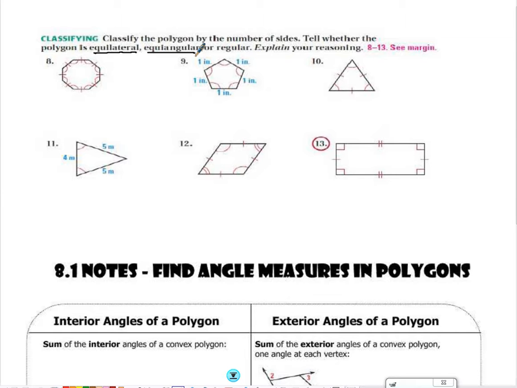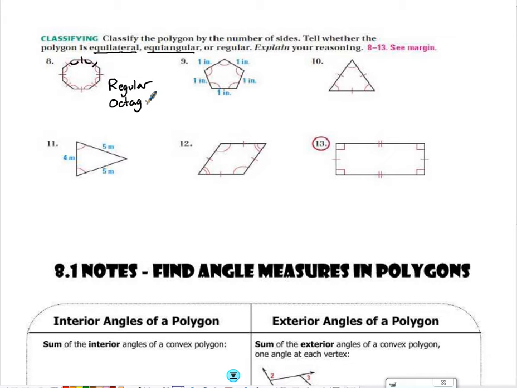Number 8, if you're looking here, you can see that we have some arcs and tick marks, and since those go all the way around the figure, that tells me that 1, 2, 3, 4, 5, 6, 7, 8, this 8-sided figure is equilateral and equiangular. Therefore, it is a regular octagon.